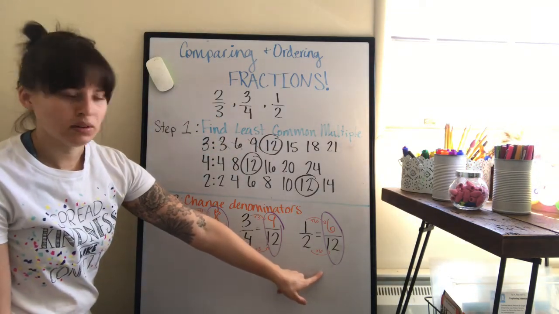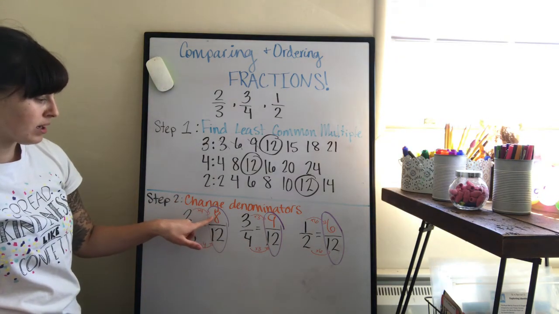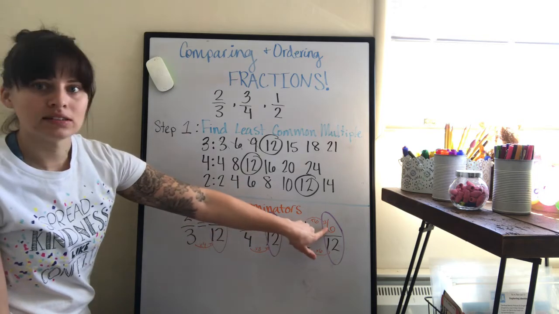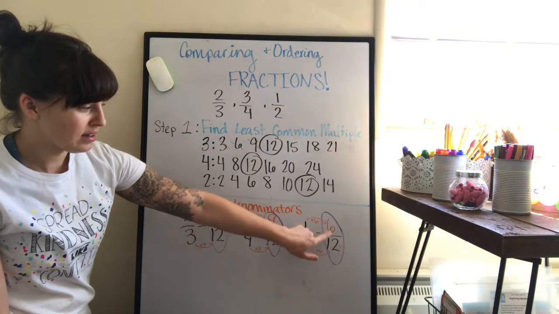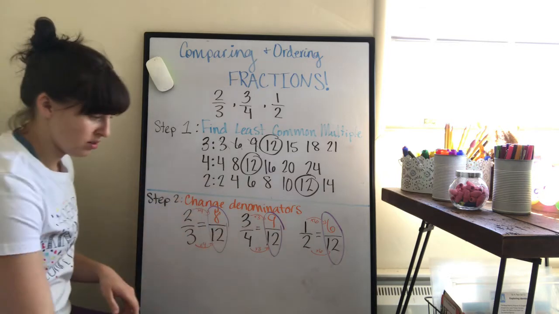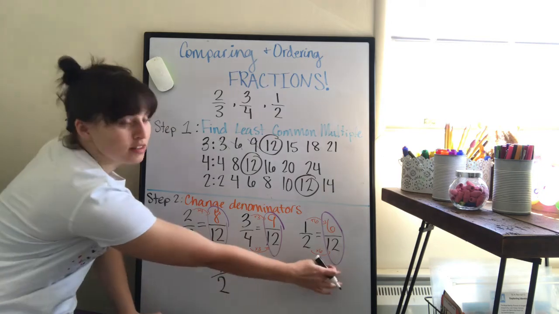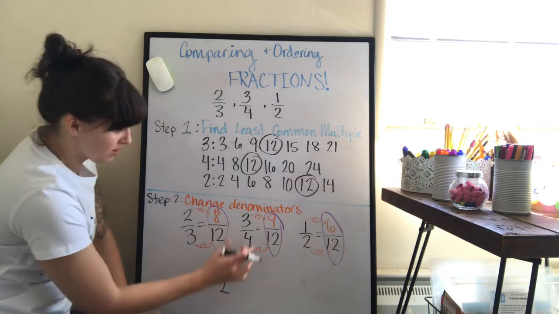And now we can put them in order. Now I'm just looking at my numerators. Which one's the smallest one? 8, 9, or 6? Well, 6. 6/12 is the smallest. So what's the smallest fraction we have? 1/2. This one's the smallest one.